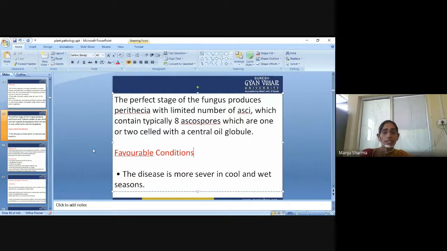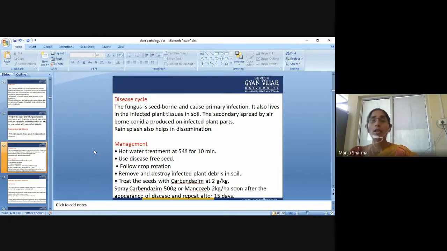Favorable conditions: the disease is more severe in cool and wet season. Basically, the pathogen can survive at lower temperature. Disease cycle: the fungus is seed-borne and causes primary infection. It also lives in the infected plant tissues in soil. The secondary spread is by airborne conidia produced on infected plant parts. Rain splash also helps in dissemination.